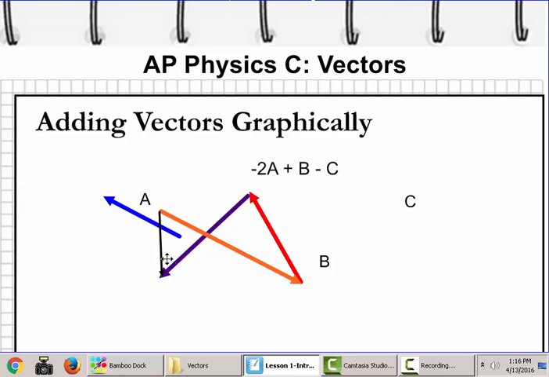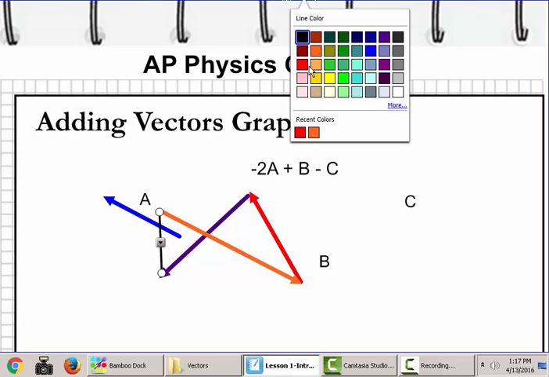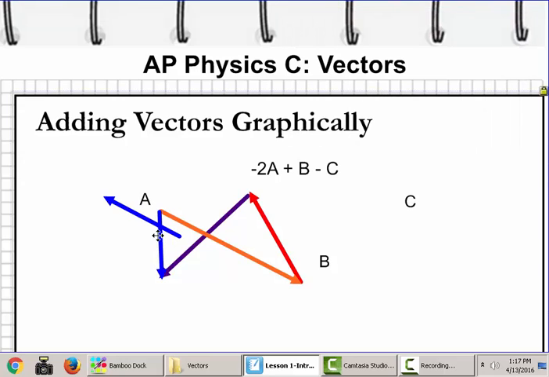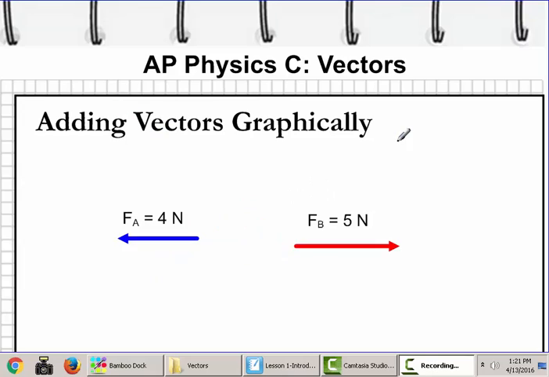Again, I'll change the color of it. We'll make it blue and change the thickness. Okay, so get rid of this one. So minus 2A plus B minus C. Again, I started here, I went this way, and then I go back to where I started. You have to be tail here, you have to end up head here. This would be the resultant vector here.